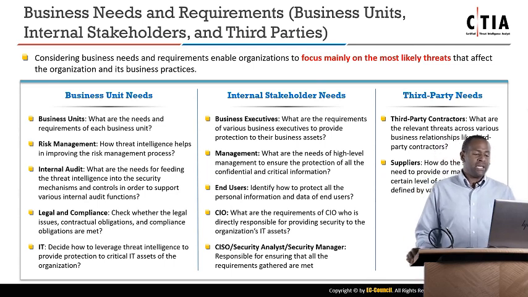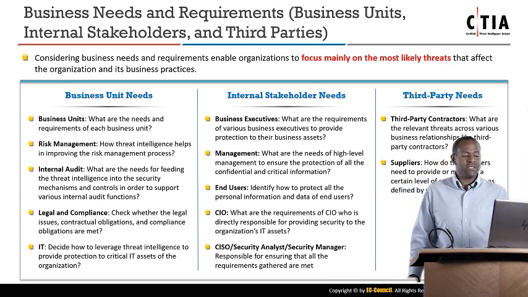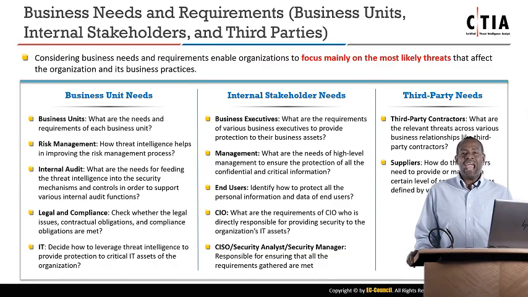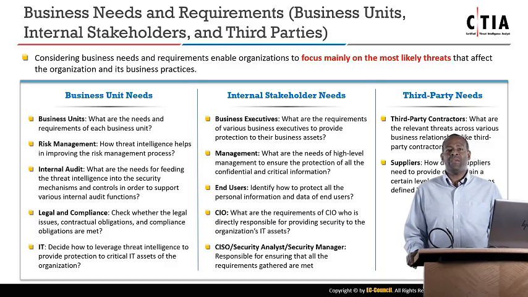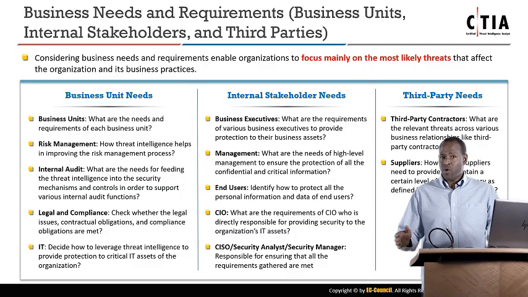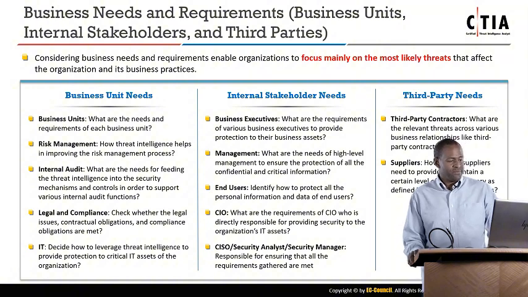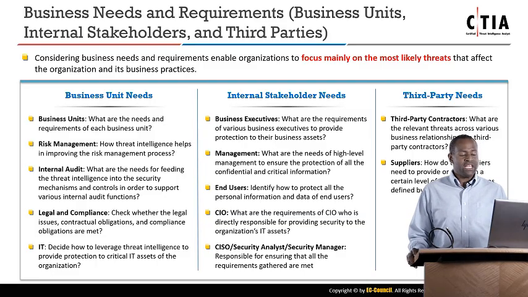Now we look at business needs and requirements. We're looking at business units, internal stakeholders, and third parties for those business needs. So we want to consider those requirements. We want the organization to focus on the most likely threats that affect the organization and its business practice. Now, we don't want to be blind to some of the less likely threats, but we also want to focus on, again, the low-hanging fruit, the ones that are more likely. So business unit needs. What are the needs and requirements for each business unit?